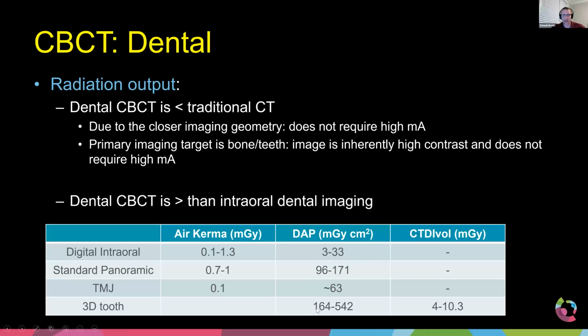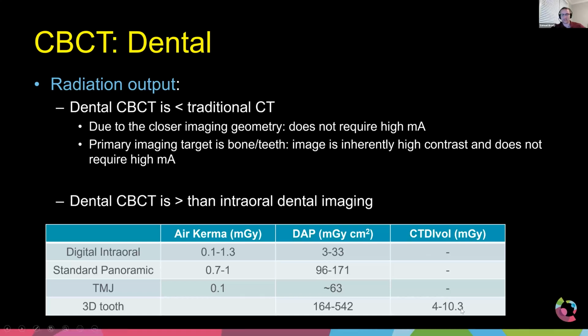And then when you get to the actual cone beam, the 3D, because you need really good resolution and you're trying to get really good detail of the whole intraoral cavity, the dose is just going to be a little bit higher. And so it can get all the way up to a CAP or a DAP of say 542. So obviously several orders of magnitude higher than just a standard intraoral exam.